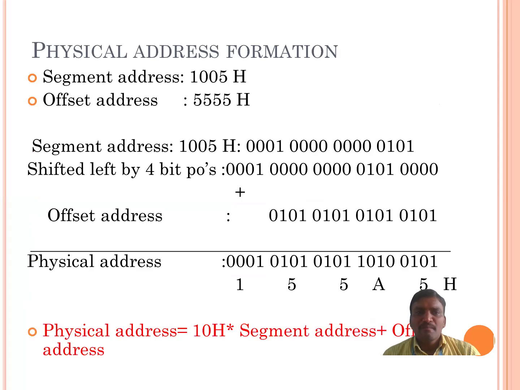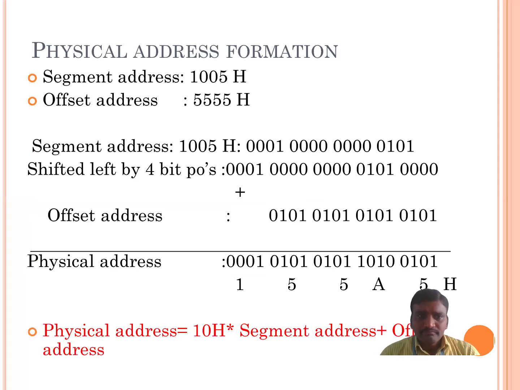And here in the bus interface unit, it has a special adder. So what is the use of that special adder? The special adder is used to generate the 20-bit physical address. How can it generate the 20-bit physical address? Here the adder can add two addresses. One is the segment address, another one is the offset address.